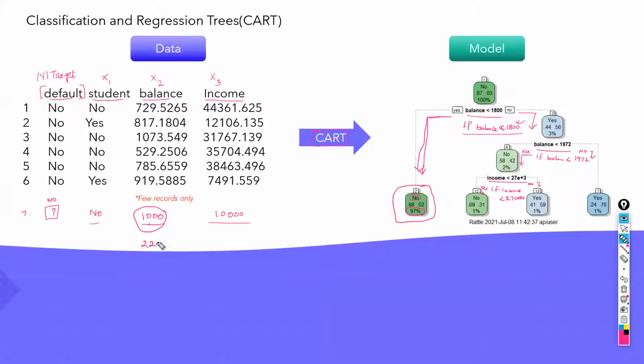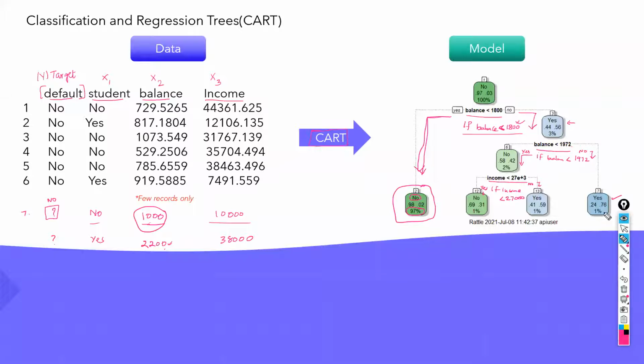Let's say another observation, 2200, and this is 38,000, and this is yes. And what is going to be the prediction for this? As per this rule, if balance is less than 1800, false, because balance is greater than 1800, it's 2200. So that means this observation will come to this node now. Next, check the other rule. Balance is less than 1972. No, that's also not right. So balance is greater than 2200. So that means it will come to this node.